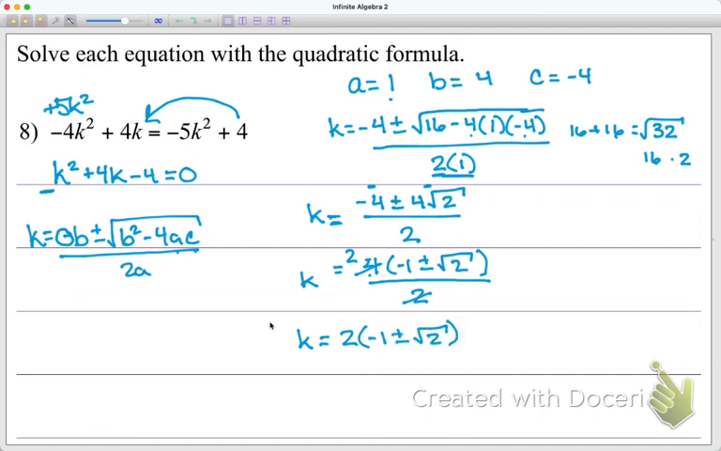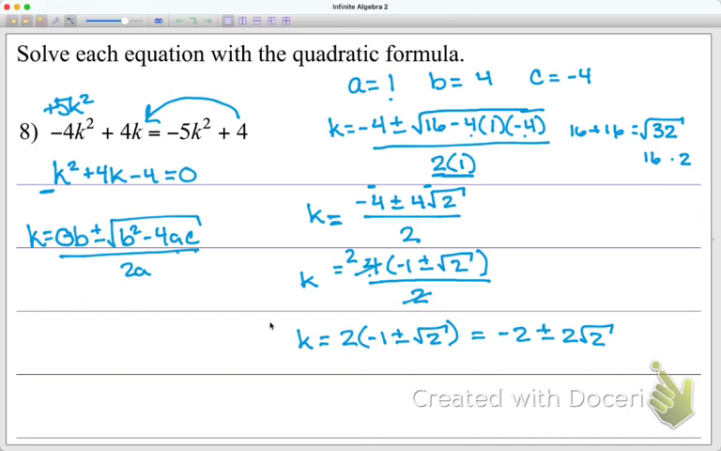Or you guys can do negative 2 plus or minus 2 square root of 2. Either one is fine. So is that our answer? Now it's a lot easier. It's going to be a lot easier until you get home and try to do it.